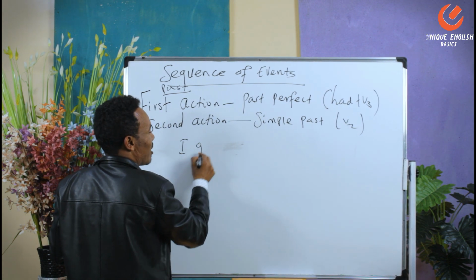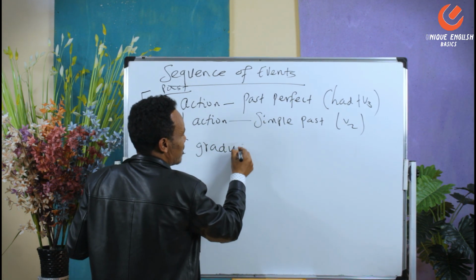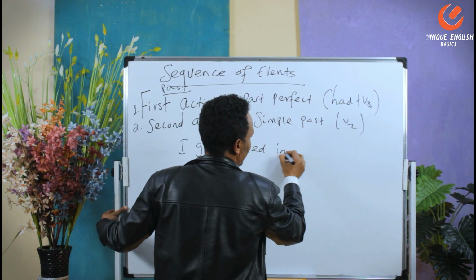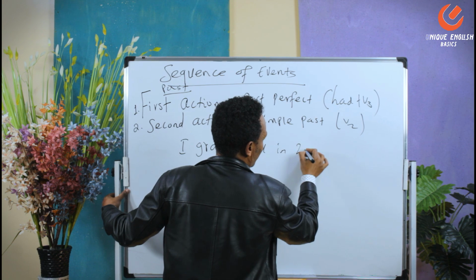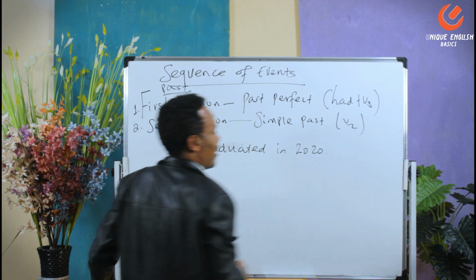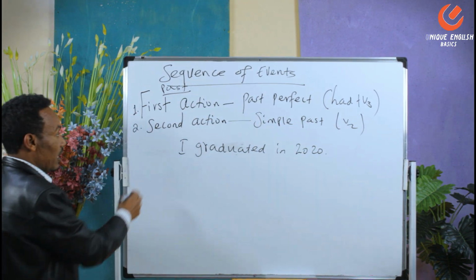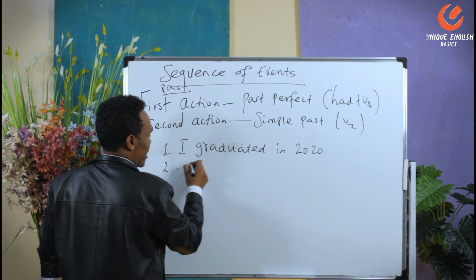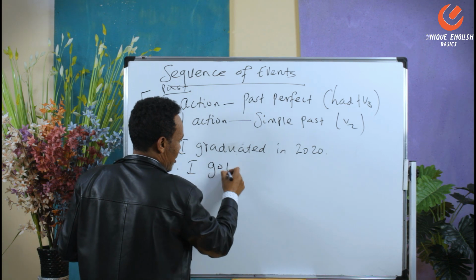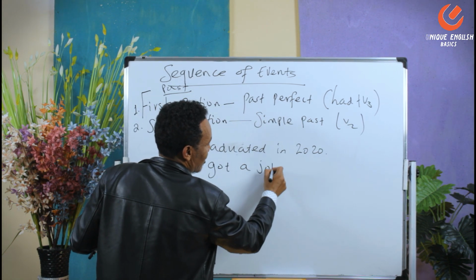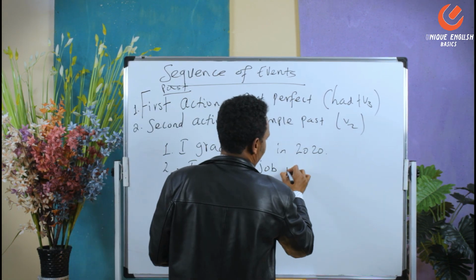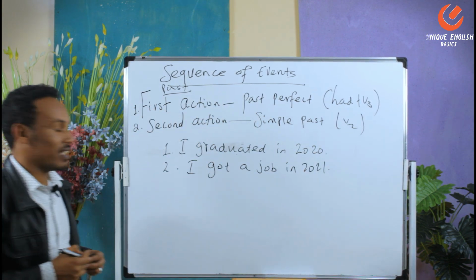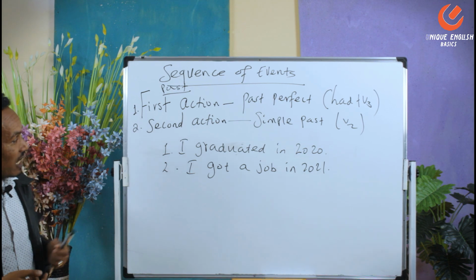For example, I graduated in 2020, one sentence. And then I got a job. I got what? A job in 2021. How many sentences do I have here? Two.